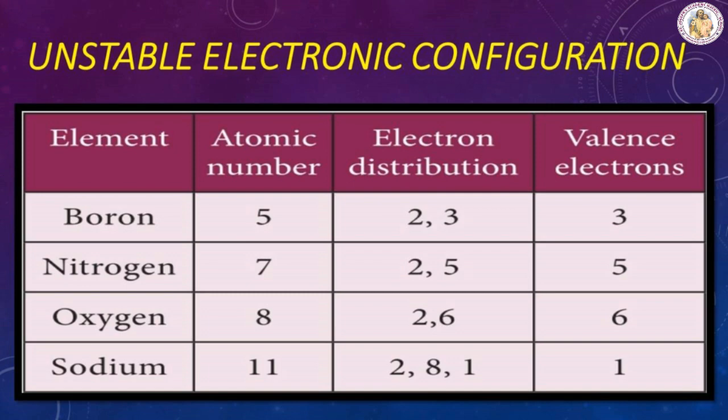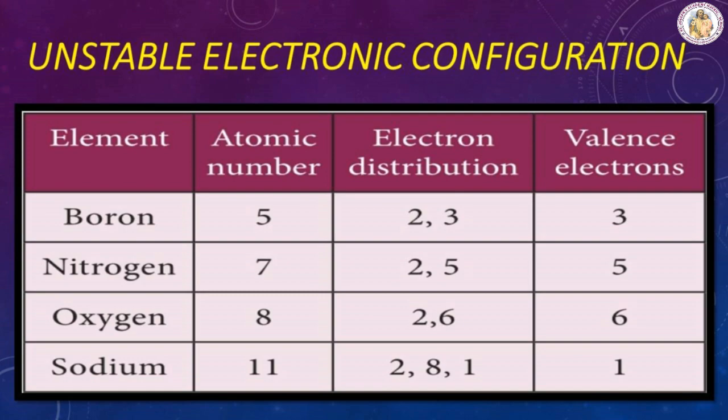And next is sodium. Its atomic number 11. Electron distribution is 2, 8, 1. So it has an excess of 1 electron, so it is ready to lose electrons and become a stable electronic configuration. So all these elements are unstable.